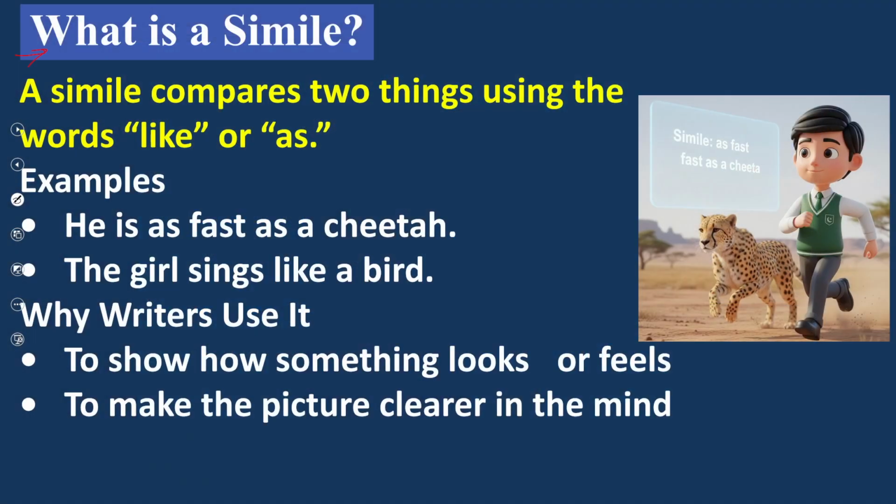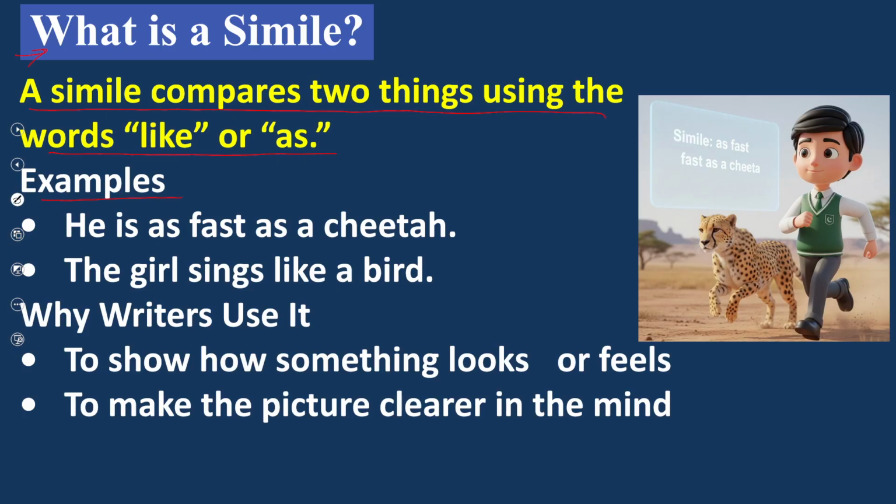What is a simile? Yes, what is a simile? This is the next figure of speech. This is part of figurative language. When many figures of speech are combined, that is called figurative language. A simile compares two things using the words like or as. When a statement shows a comparison, and the comparison is done by these two words, like or as, it will be called a simile.